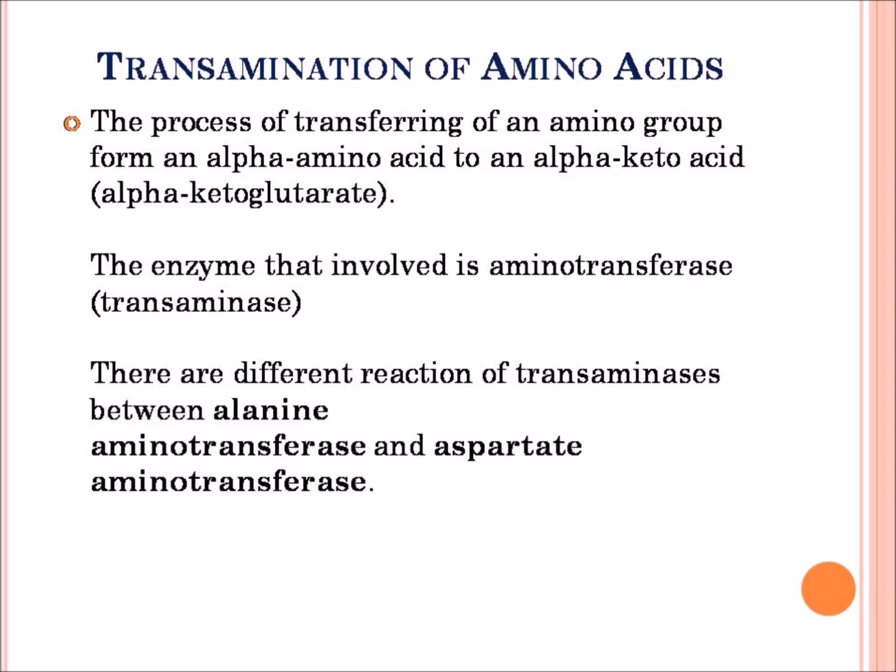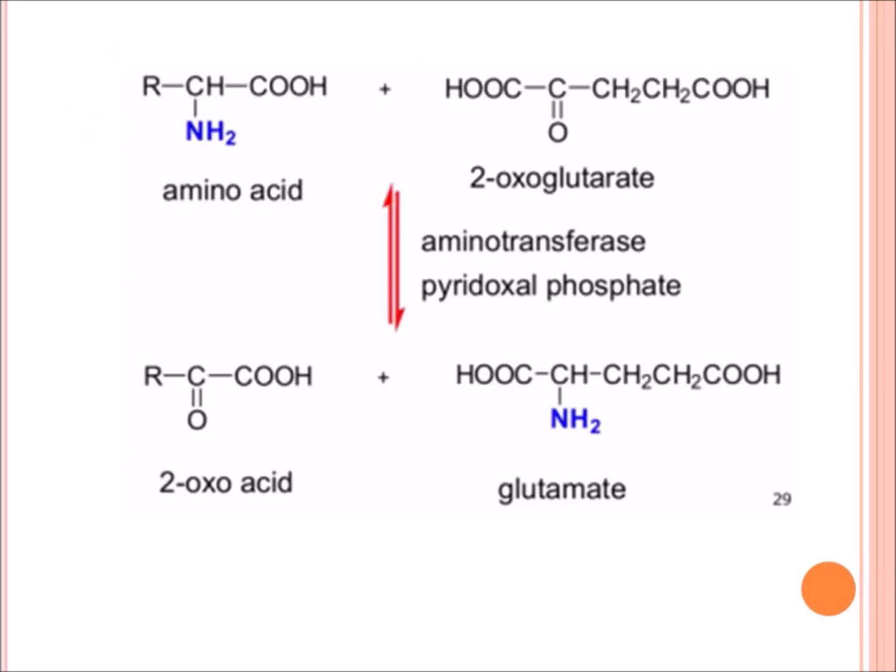The process of transferring an amino group from an alpha amino acid to an alpha keto acid is called transamination. Here transamination means transfer of an amino group from one amino acid to another. The enzyme involved is aminotransferase, otherwise called transaminase. There are different transaminase reactions, such as alanine aminotransferase and aspartate aminotransferase. Here the amino acid reacts with alpha ketoglutarate, also called 2-oxoglutarate. In the presence of aminotransferase and pyridoxal phosphate, the 2-oxo acid is converted to glutamate. So this is a reversible reaction.